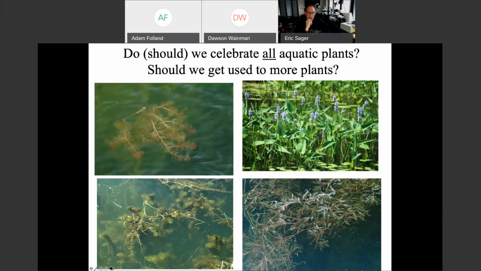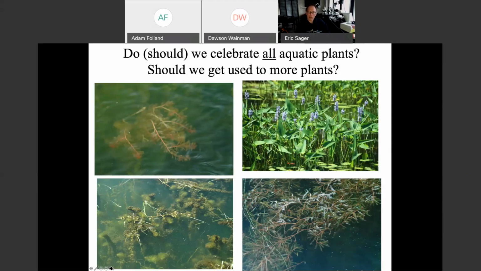And that question, do we celebrate all aquatic plants? I think some people do. If you like to fish, if you like to shoot ducks, there are some of the services that these things provide in terms of habitat, nutrient sequestration. If you're interested in artificial wetlands and treatment systems and so forth, you're thinking about the value of plants, both in terms of providing structure for biofilms, but also in terms of nutrient sequestration.